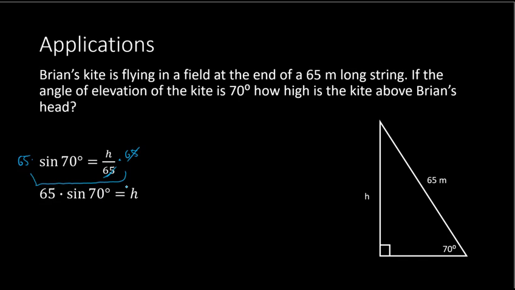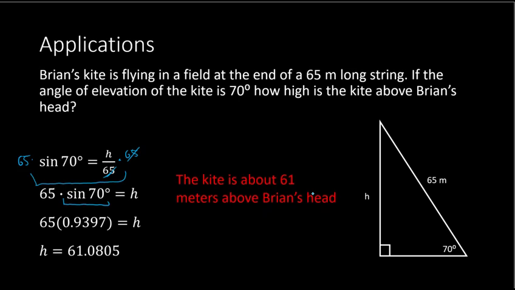So now you just type this into your calculator. Make sure that you have your calculator in degree mode. So you do sine of 70 degrees. That gives you 0.9397. Multiply by 65. That gives you a height of 61.0805. So the kite, we would say, is about 61 meters above Brian's head. That is our solution.